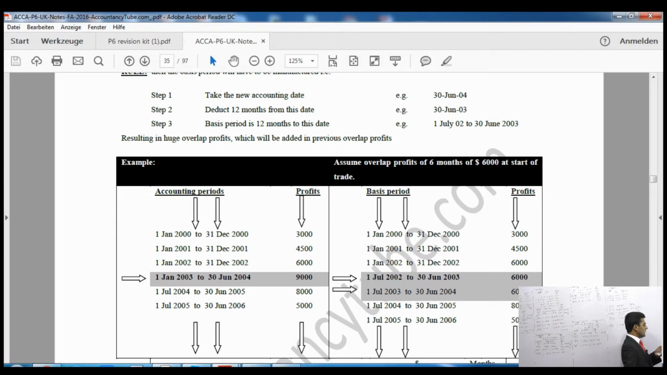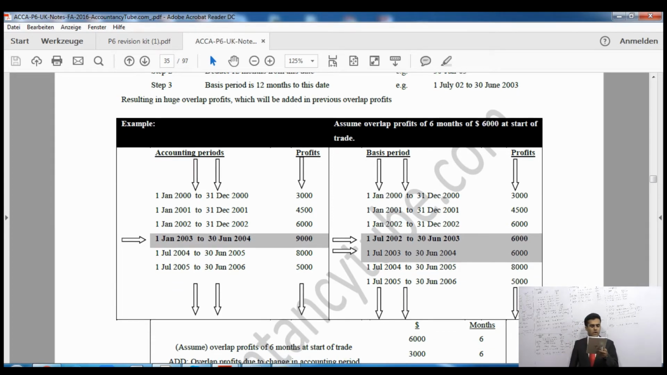Right? Then just beneath step 3, if you look at it, it says that this results in huge overlap profits, which will be added to the previous overlap profits, because we have made such a long accounting period. Now, if you look just beneath that, let me show you on the screen. Assumed overlap profit was $6,000 for 6 months, which was already given to us. Then we have to add the overlap profit due to the change in accounting period, which was 6 months long. So the total overlap profit is going to be $9,000.